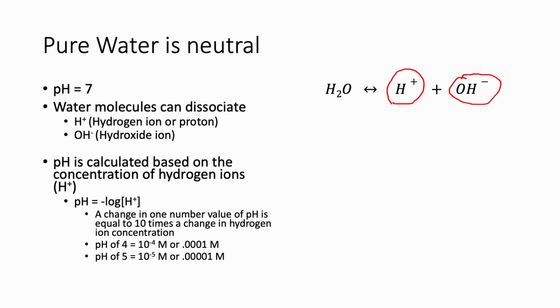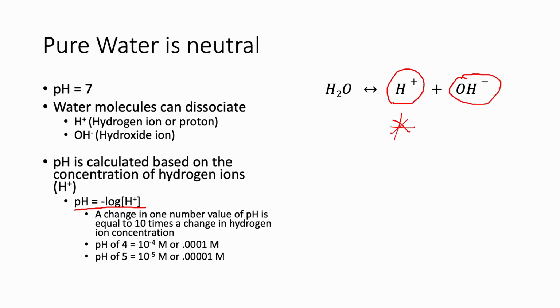Now, in pure water, there is very little of this dissociation, but there are exactly equal amounts of the hydrogen ion and the hydroxide ion. So that's the definition of pH 7, we have equal amounts of those two ions. Now, the pH is actually calculated based on the concentration of the hydrogen ion in solution. So I've written here the actual formula for how you would calculate pH.